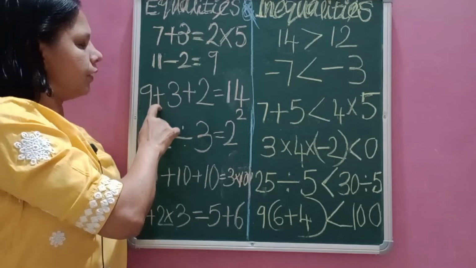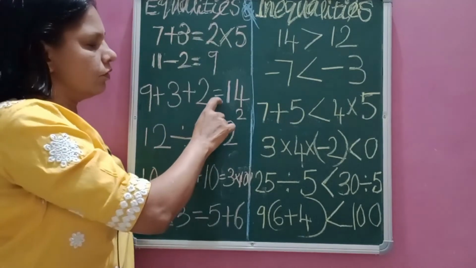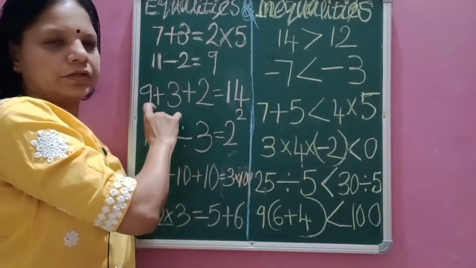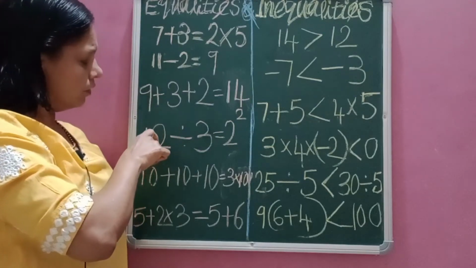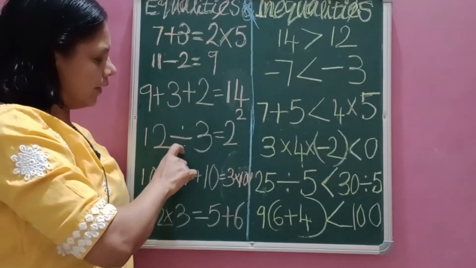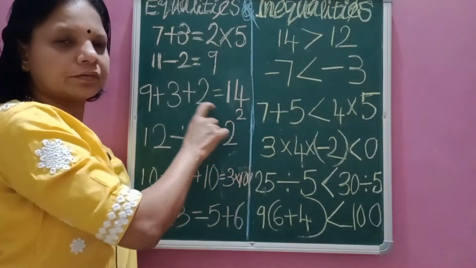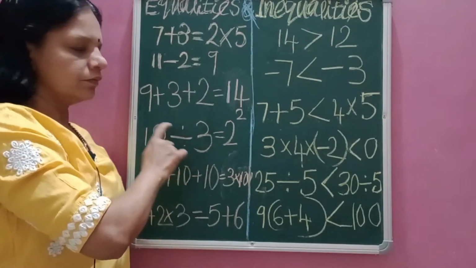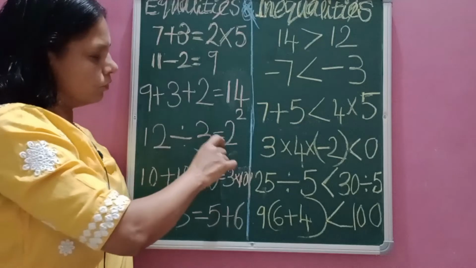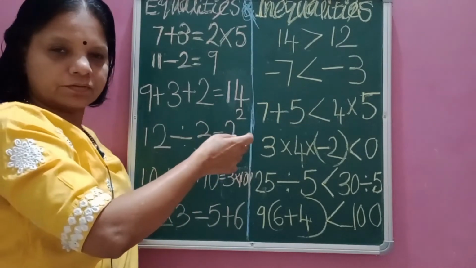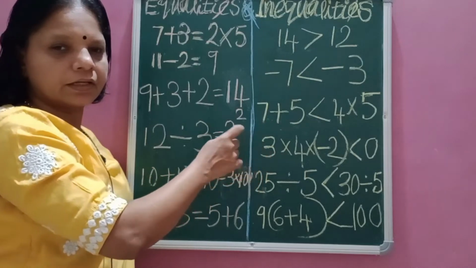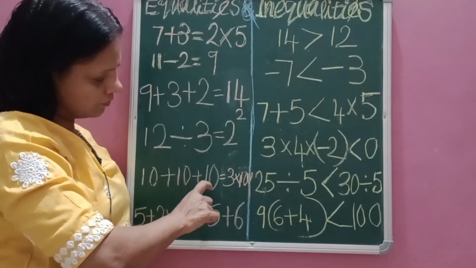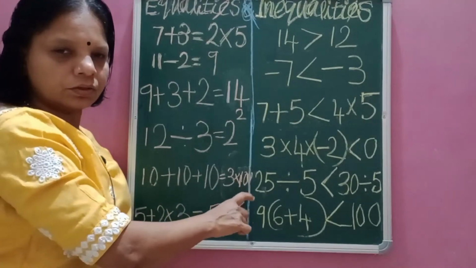Another one, 9 plus 3 plus 2 equal to 40. 9 plus 3, 12. 12 plus 2, 40. Next one, 12 divided by 3 equal to 2 square. The first expression, 12 divided by 3. What is the value? 4. 2 square means what? Square of 2. What is the value? 4. So both the expressions are equal. It is an equality. Another one, 10 plus 10 plus 10 equal to 3 into 10.